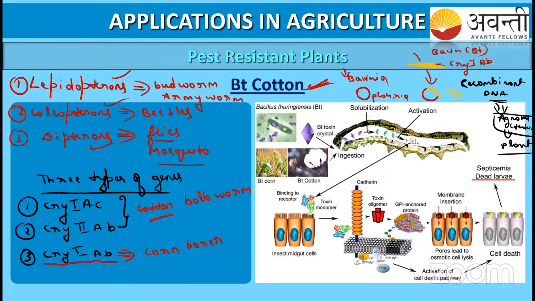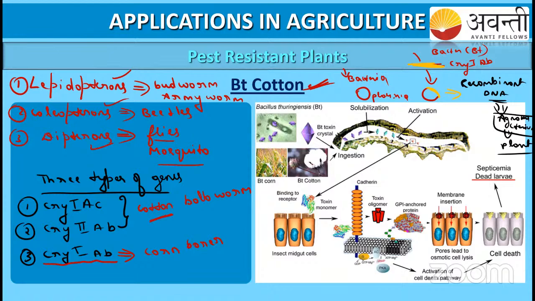Now our plant has started to produce the Cry protein. The Cry gene was inserted, and now it is going to start to produce the prototoxin. Here you have to remember that the prototoxin is not going to harm our plant also, right?